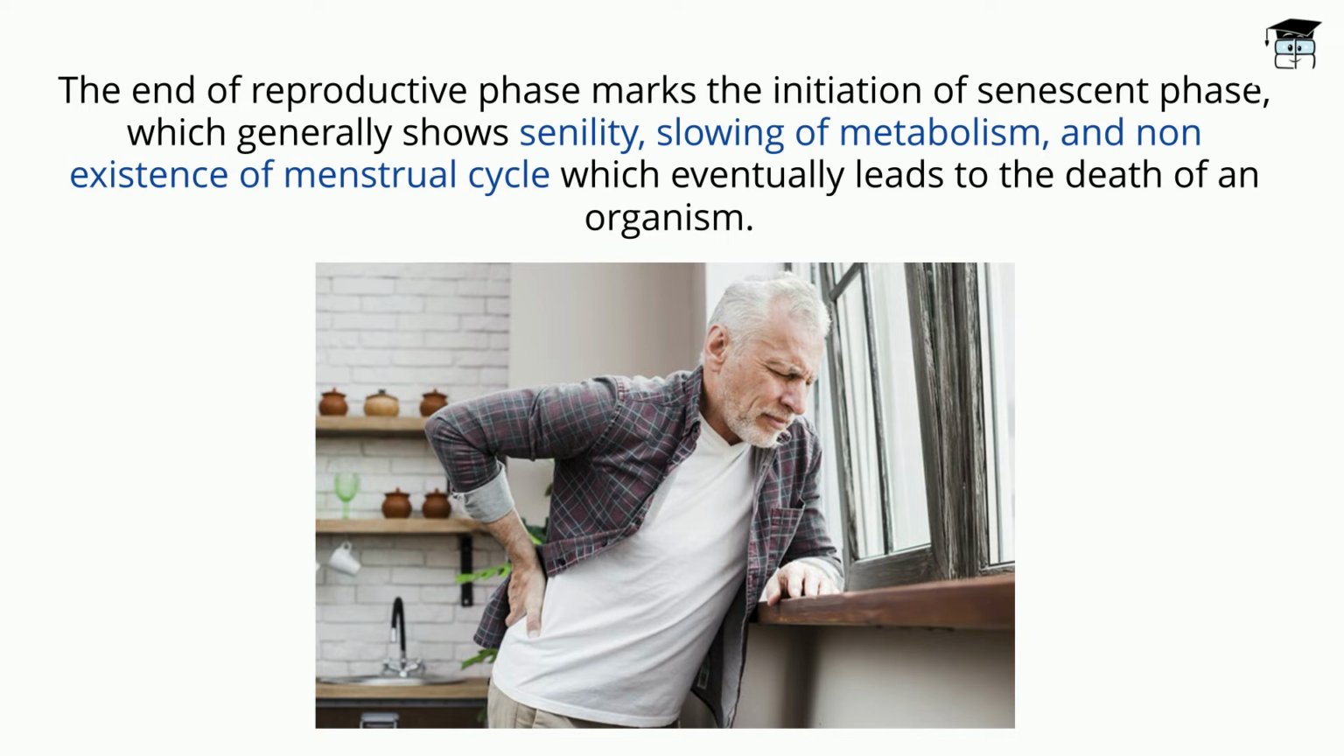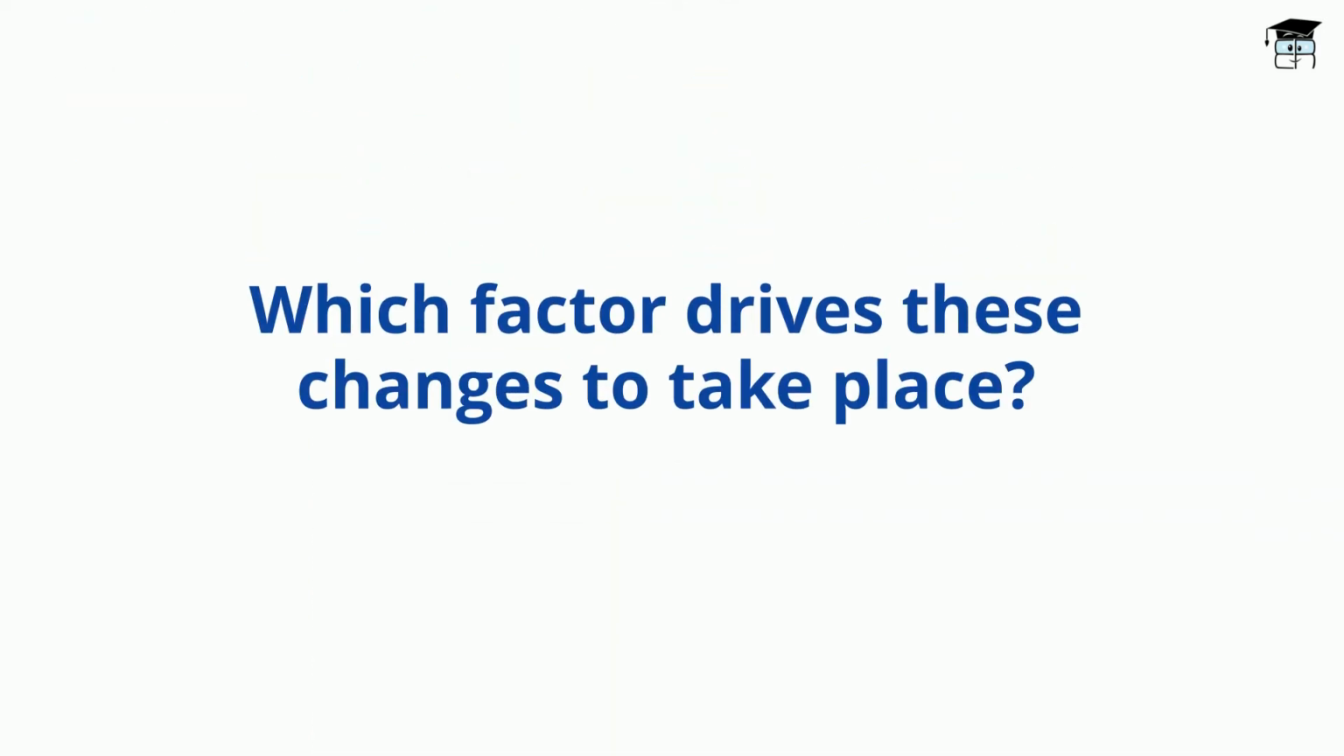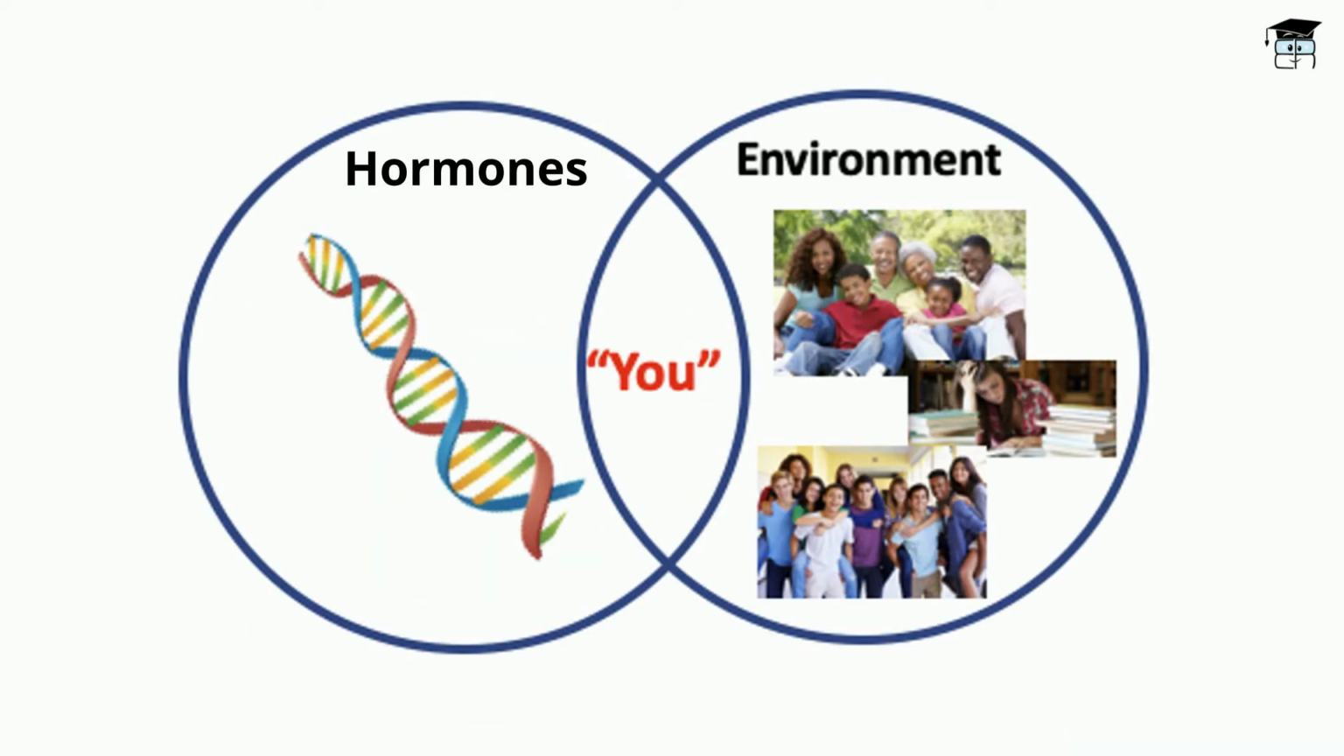Now the end of the reproductive phase marks the initiation of the senescent phase, which generally shows senility, slowing of metabolism, and non-existence of the menstrual cycle, which eventually leads to the death of an organism. Now the question arises, which factor drives these changes to take place? So, the answer is simple. The hormones and certain environmental factors are responsible for such changes to take place.